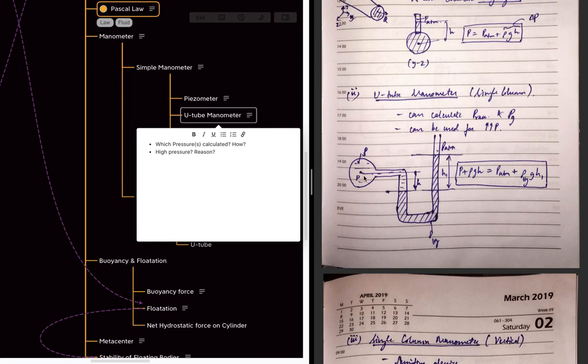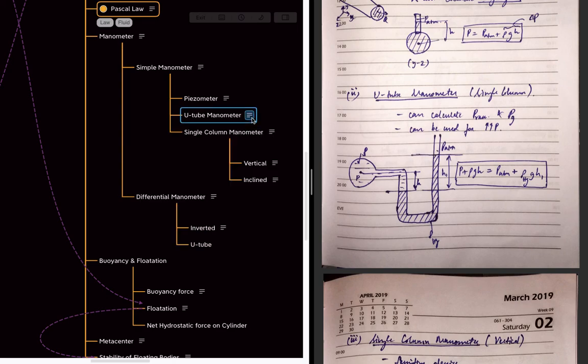This can be used for vacuum pressure, because if there is a vacuum here, this level will be below this point, and we can calculate the pressure at that point also. And this can be used for very high pressure, because the density is much higher than this fluid, so the change in pressure for very high pressure can be calculated. It is a very high density fluid and moves slowly, so we don't need a very tall tube to calculate.